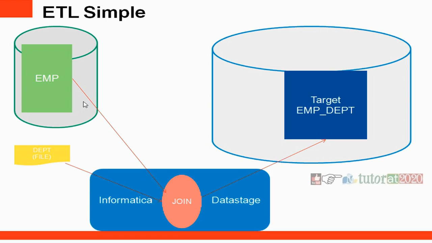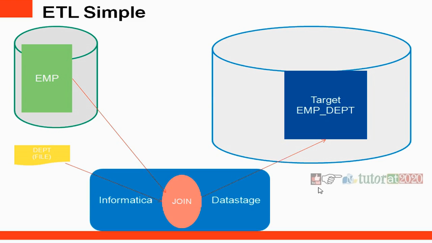Once the data comes from the database and from the file to the Informatica server, it will lose the behavior of the file and database. It will have a mask of Informatica because both are now in the Informatica server. Then Informatica will join these two inputs, and the output it will throw to the target.